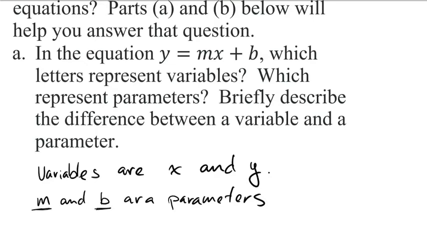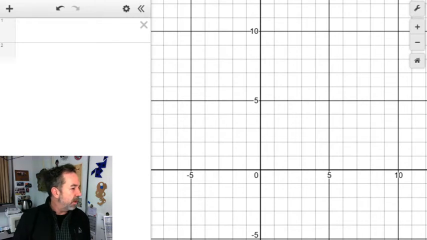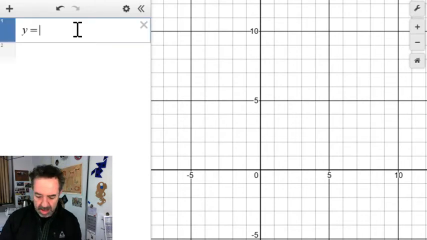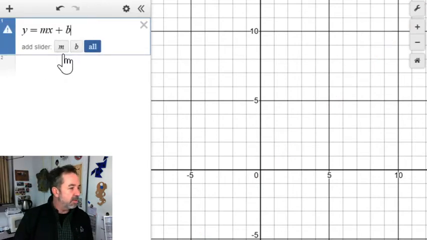Once I've selected a particular line, then I'm giving it values of x and it's giving me values of y. If we went to Desmos real quick, in Desmos, I can type in the equation of a line. I can type in y equals mx plus b. Now, Desmos doesn't recognize m and b as variables, right? Y is the variable, that's the up and down, and x is, of course, the horizontal one. So it sees m and b, and it's like, hey, what are those? And it asks to set those up as sliders.